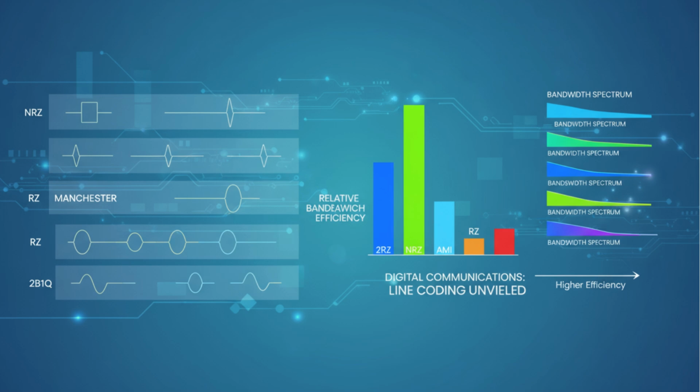Now that we've seen all 8 codes, it's important to know how they compare in bandwidth. From highest to lowest bandwidth: polar RZ, unipolar RZ, Manchester, differential Manchester, HDB3 and B8ZS, AMI, polar NRZ. RZ and Manchester require more transitions, so more bandwidth. NRZ has fewer transitions, so it occupies the least bandwidth.